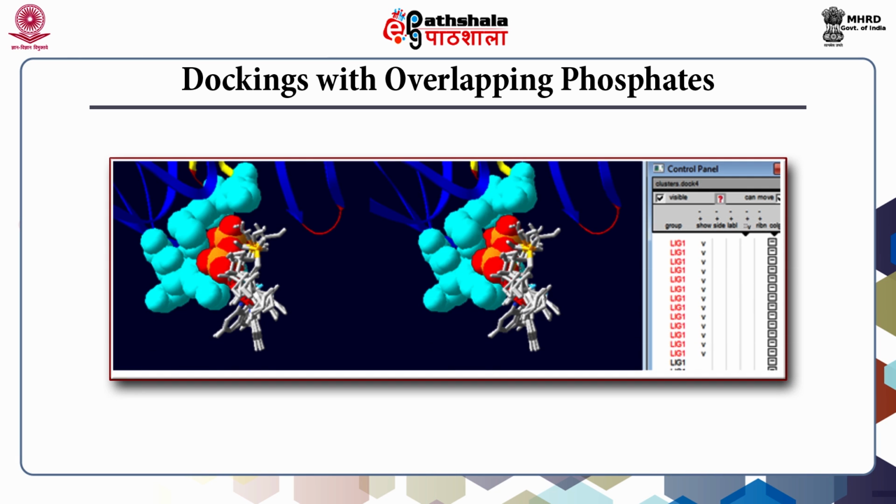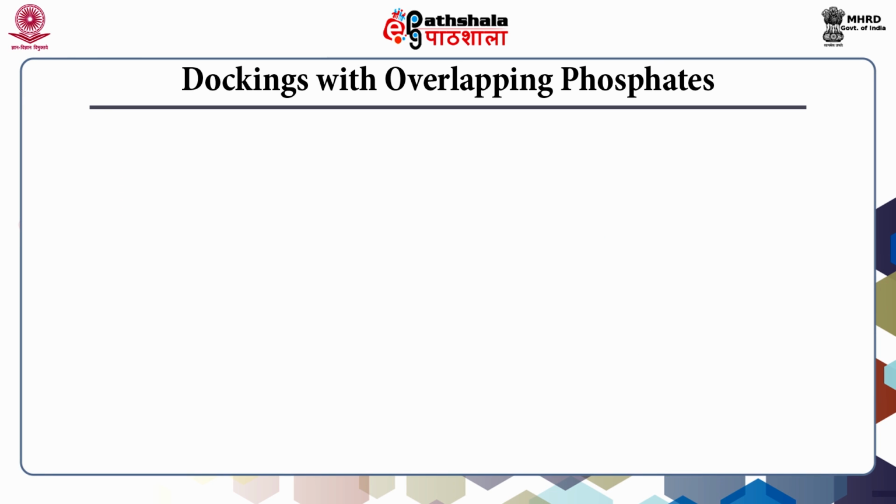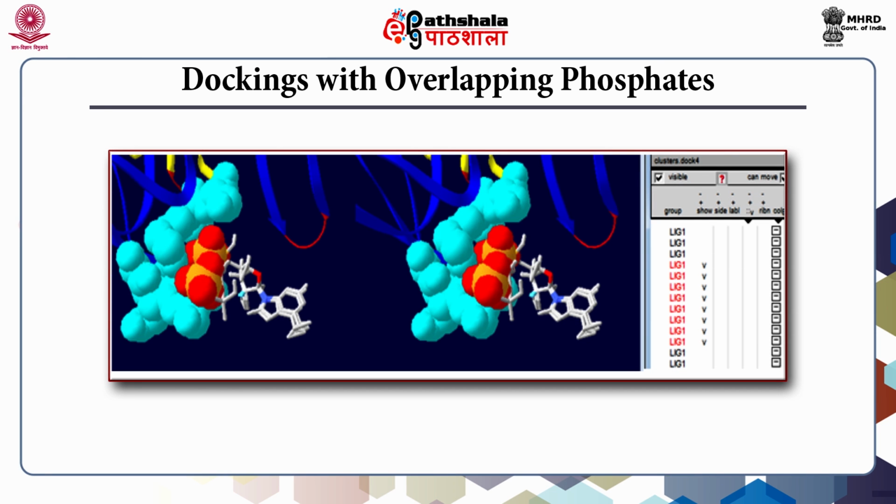Continue with next selected dockings to keep only those dockings which have overlapping phosphates. In the next group, we'll find that all 13 docked ATPs are docked correctly. The third group with 8 dockings shown here is also docked correctly.